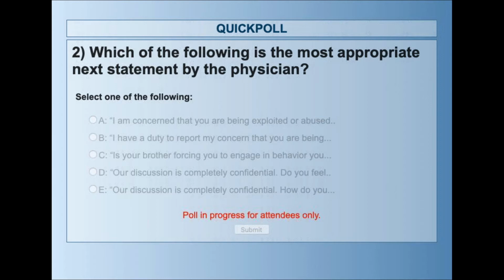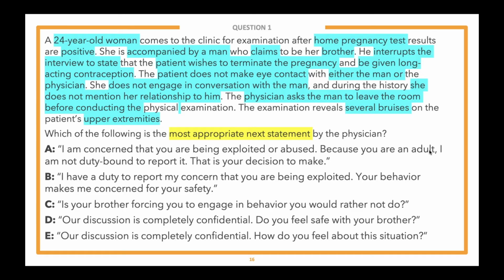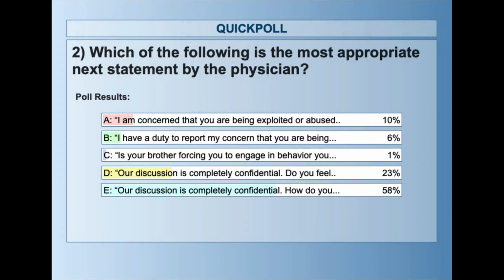I see the responses coming in. We'll give all of you a few more moments here. All right, let's take a look and see what you selected. Looks like there was a clear favorite, and that was answer choice E, with 58% of you selecting that response. And in second place, we had answer choice D, and 23% of you selected that answer choice. Let's take a look and see what the correct answer is. And the correct answer is E.